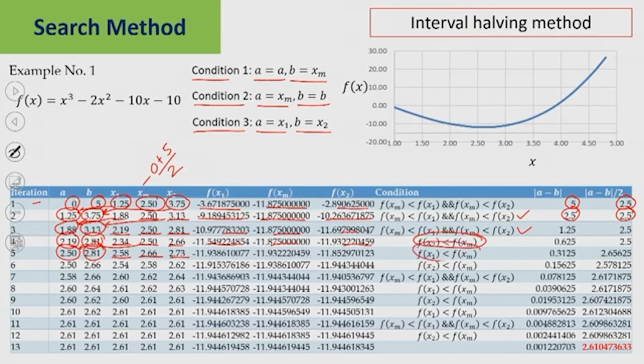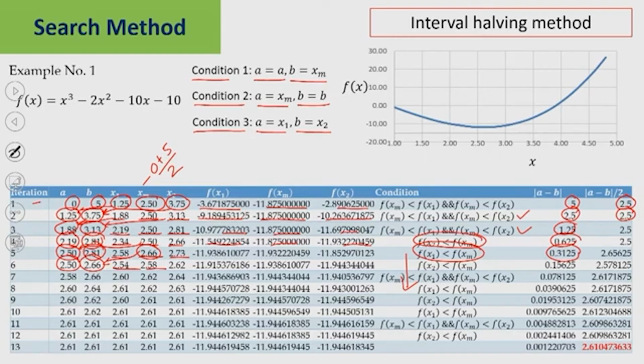Now, you just see this condition 1 is true. Condition 1 is true means A equal to A. So, therefore, A is not changing in this iteration and B equal to your x m. So, this x m is coming as B here, then you again calculate x 1, x m, x 2, then you just continue this iteration and in every iteration you check the absolute value of A minus B.